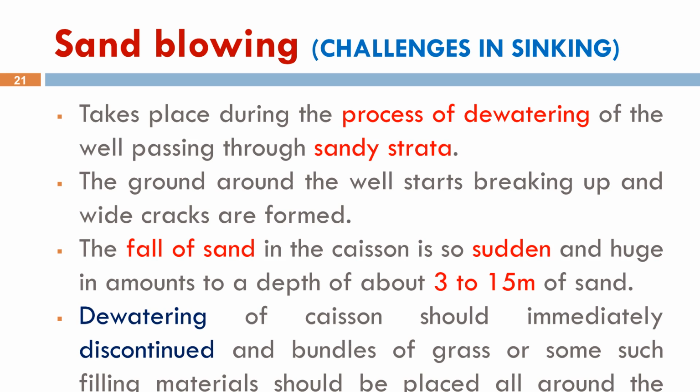This is similar to a vacuum drawing in loose sand, leading to ground cracks and collapse around the well. In severe cases, sand may suddenly fall into the caisson to depths of 3 to 15 meters, making the operation hazardous. To prevent sand blowing, dewatering should be stopped immediately. Engineers then place bundles of grass, straw, or similar materials around the outside of the well steining to stabilize the soil and safely continue the sinking process.